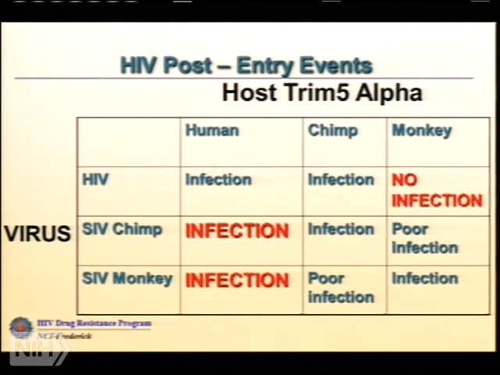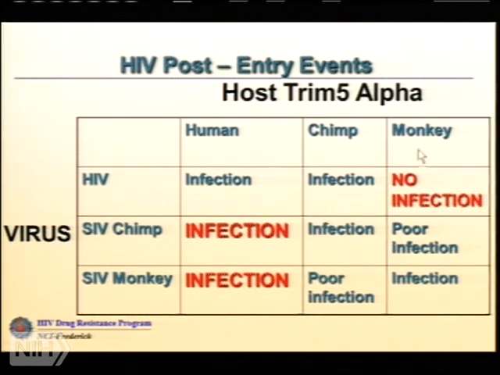Comparing the monkey TRIM5-alpha to the human TRIM5-alpha was an interesting little affair. They found just a few, maybe just one critical amino acid difference between the monkey TRIM5-alpha and the human. But that single difference allows HIV to infect human cells and is restricted in monkey cells.